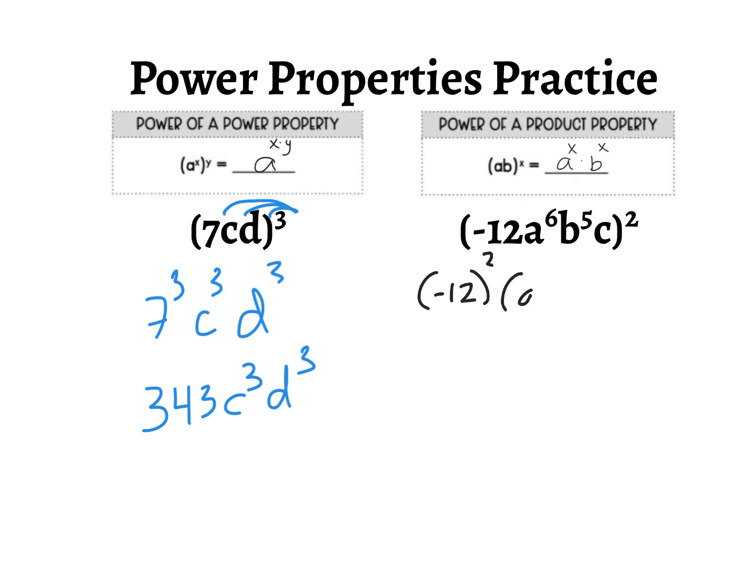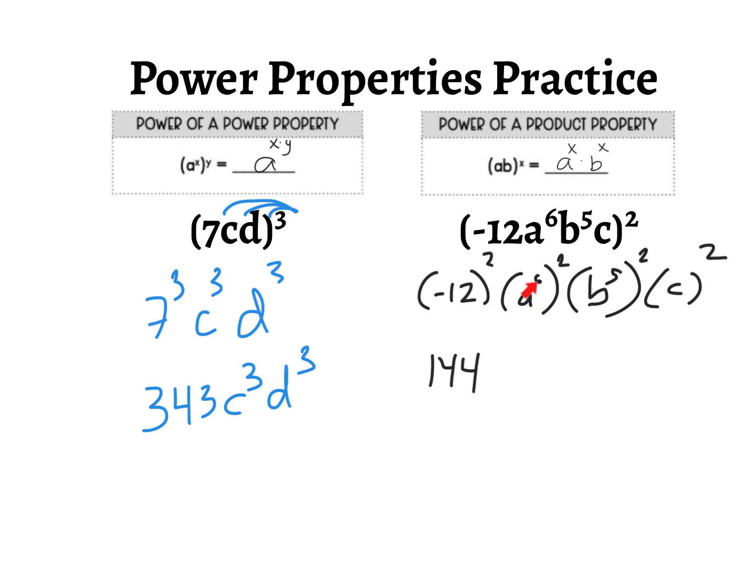I have a to the 6th to the second power. I have b to the 5th power, also to the second power, and lastly, the last term, c, to the second power. Every term inside the parentheses will be raised to the second exponent. Negative 12 squared is really just negative 12 times negative 12, which is 144.